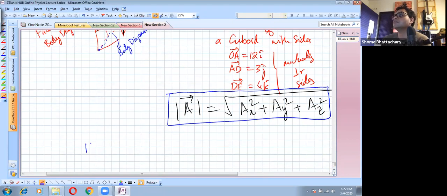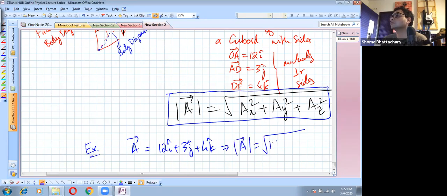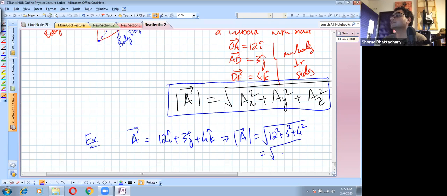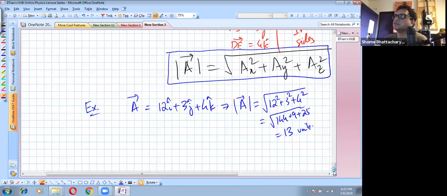So for example, if I have a vector A, let's say this one only, 12 i cap plus 3 j cap plus 4 k cap. So mod of A kitna ho jayega yahan pe? Magnitude of A will become 13, because you know that this is 144 plus 9 plus 25. That works out to be square root of 169, which is working out to 13 units. So the magnitude of the vector becomes like this.